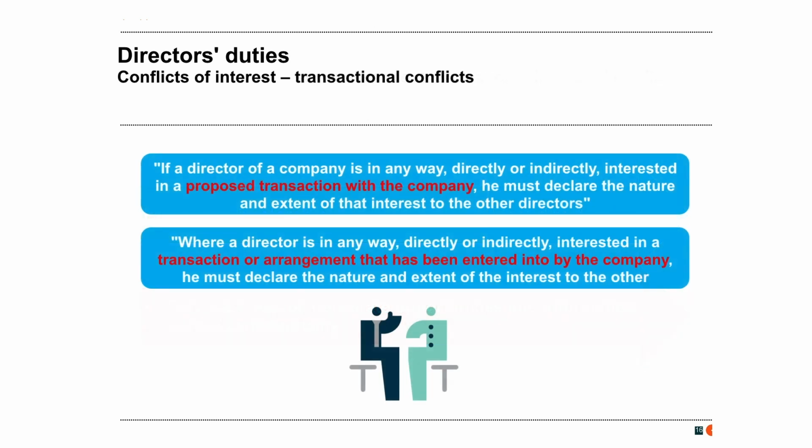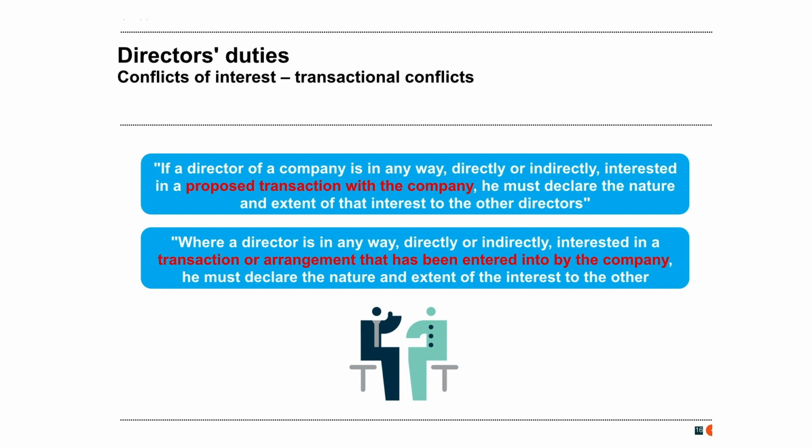Transactional conflicts are usually easier to spot. This is where a director has a direct or indirect interest in a transaction with a company. So they might be the recipient of a share option, or another business venture in which they're a shareholder might be leasing some property to the company, for example. Here, broadly speaking, the director must declare that interest to the other directors so they can make their decision with the knowledge of that director's interest. The articles of the company will then dictate whether the conflicted director must step aside from consideration of that transaction, or whether they can continue to participate and vote on board decisions.